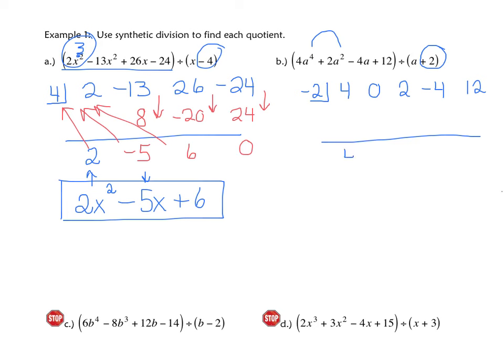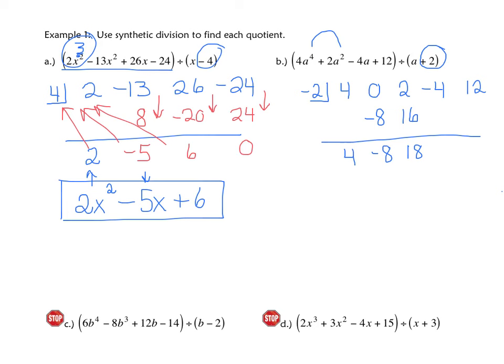Okay, bring down the first value. Take 4, multiply it by that negative 2, you get negative 8. Going down the column, 0 plus negative 8 is negative 8. Negative 8 times negative 2 on the outside there is 16. Adding these two numbers, I get 18.